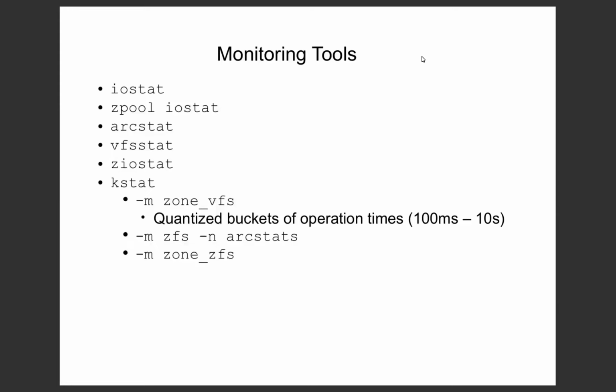Another kstat is the arcstats. That's the source of information for the arcstat command, if you actually want to look at the raw data. And then the zone ZFS kstat is the source of data for the physical read activity, so that's the source for the zioinfo command.